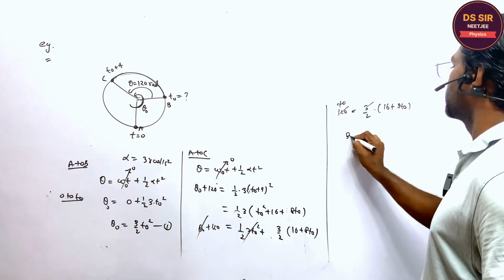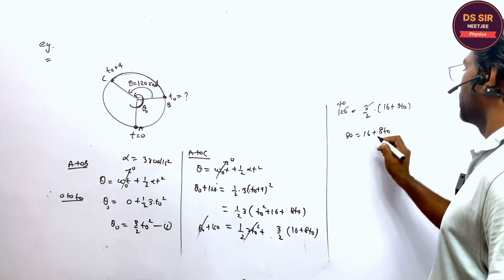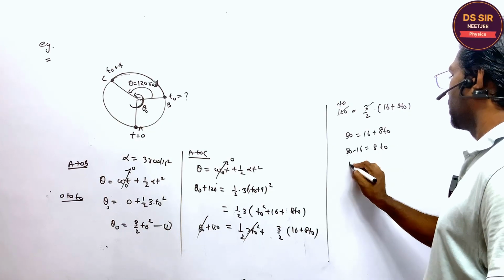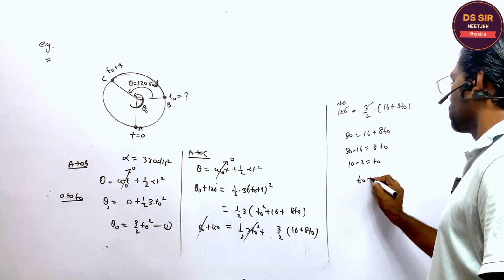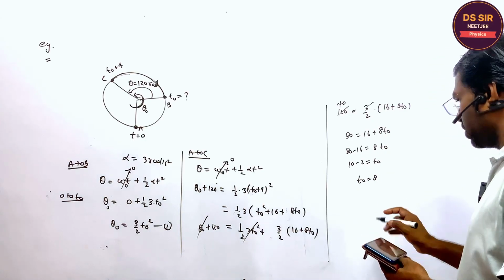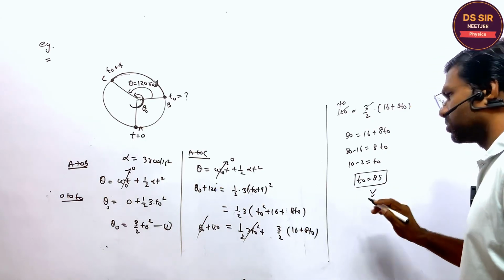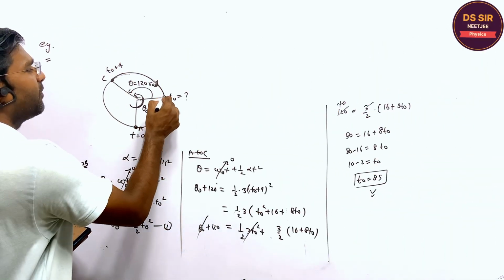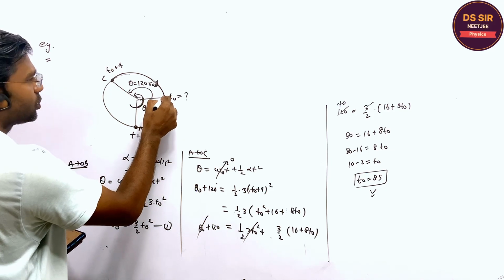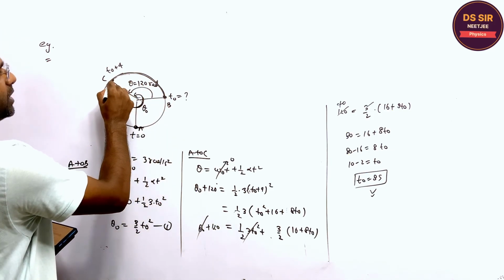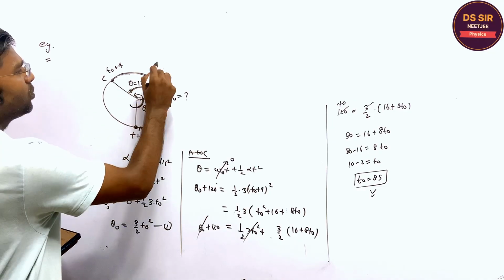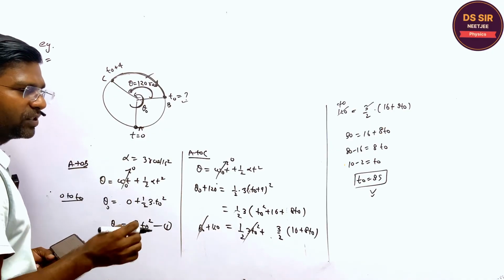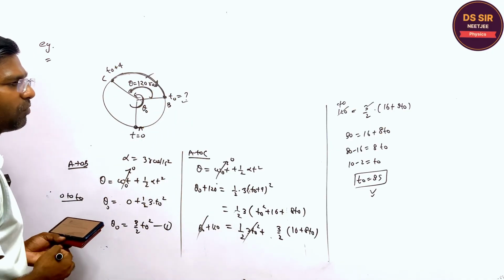3 into 12 is 36... 80 is equal to 16 plus 8 t naught, right? And 80 minus 16 is equal to 8 t naught. 64 divided by 8 is equal to t naught. T naught is equal to 8 second, right? So 8 second is the correct answer. So what is the question? I am explaining again. At t is 0 it starts. After some time it starts its stopwatch, and then for the next 4 seconds it sees that it covered 120 radian, right? So they are asking at which time it started the stopwatch, right?